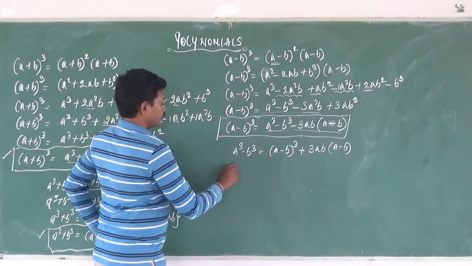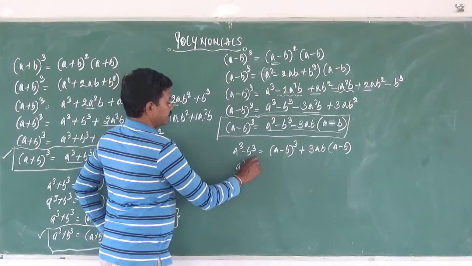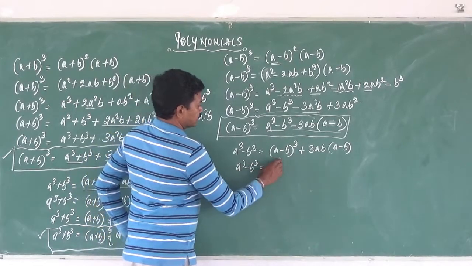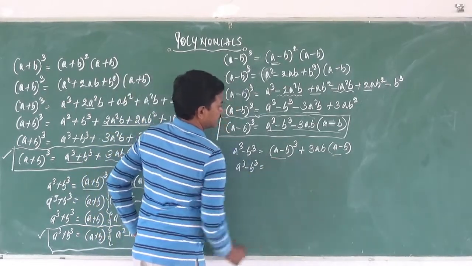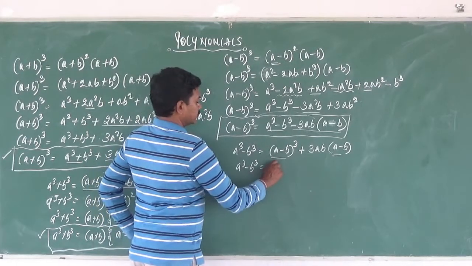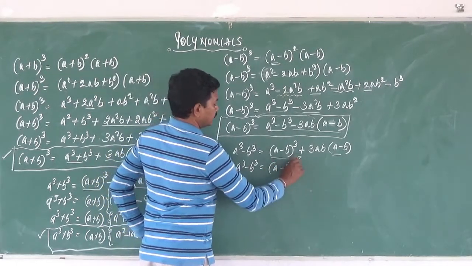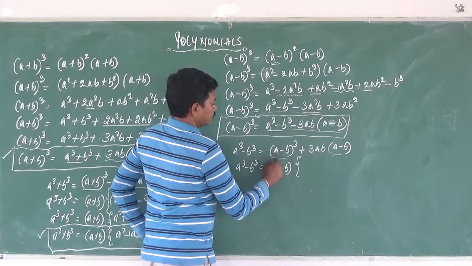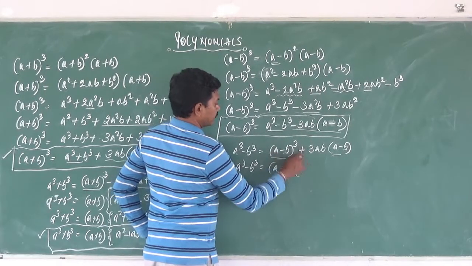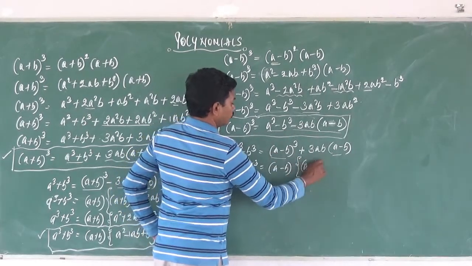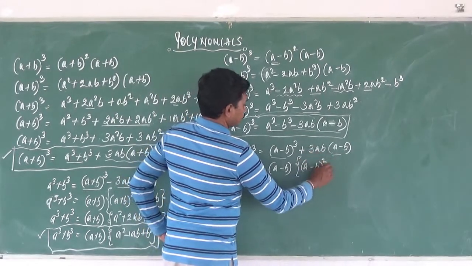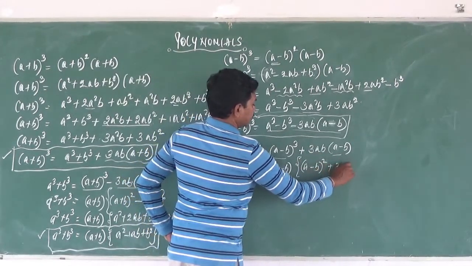Okay, so a cube minus b cube is equal to, let us take a minus b as common in both the terms. So I have taken a minus b common, so I will open flower brackets. If I take a minus b as common, here we are left over with a minus b whole square, and here I am left over with plus 3ab.